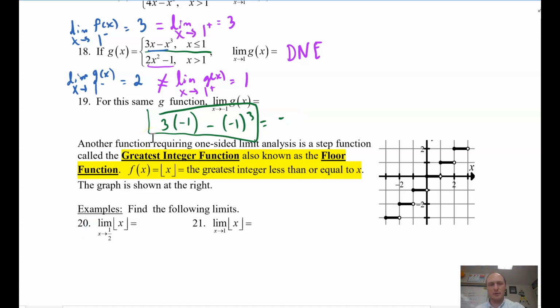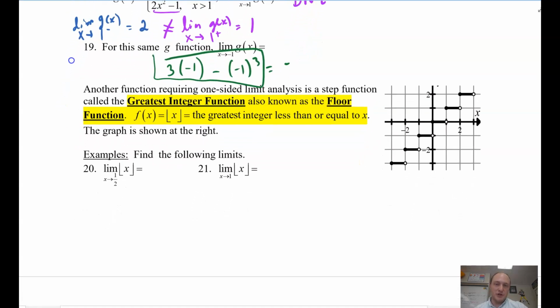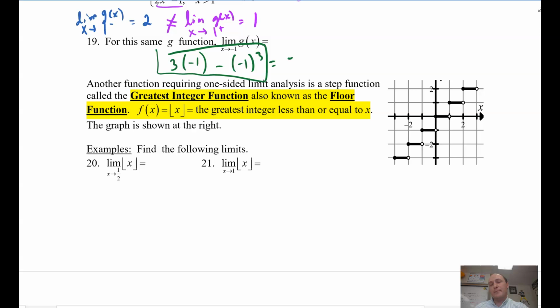All right, the last topic that we're going to address here is the greatest integer function, also known as a step function or a floor function. It is written here, so f of x equals the greatest integer of x, and it has these brackets, and I don't know why this got cut off, but it should look like this. And they want us to find the following limits. So what is the limit of the greatest integer function as x approaches 1/2?